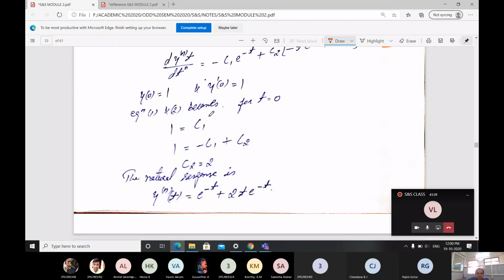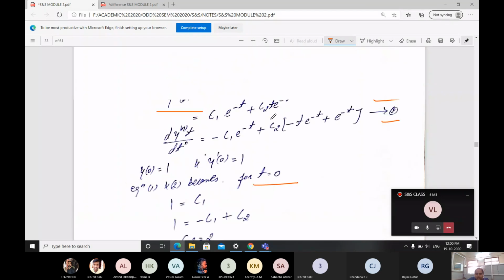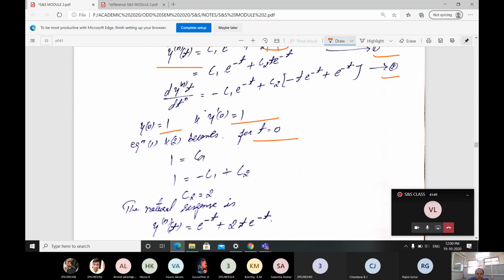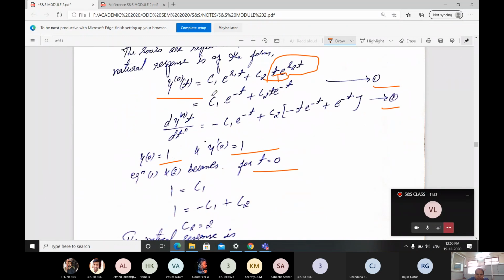Then substitute t is equal to 0 in equations 1 and 2. Then substitute y of 0 is 1 and y dash of 0 is 1. If I substitute 0 here, you will be getting 1. 1 is going to be equal to c1, because when t is equal to 0, this whole function is going to be 0 only. You will get c1 e power 0 is 1, for that reason c1 is going to be equal to 1 only.